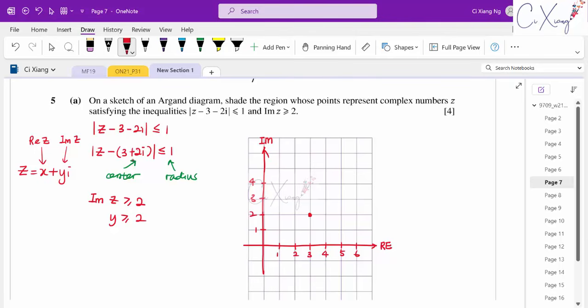And the radius is 1. So if the radius is 1, by right, your circle will pass through the points 1 unit away from the center. If you want, you can even use a ruler to help you, or any tools that you can bring in to help you draw a nice circle. So the nice circle will look something like this.